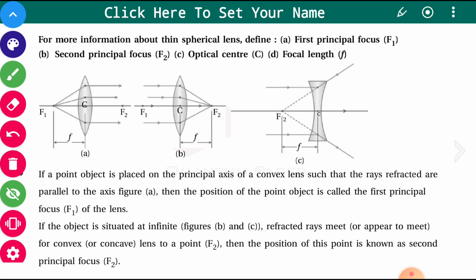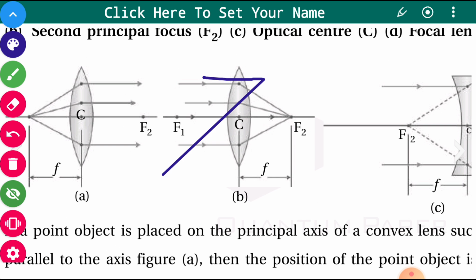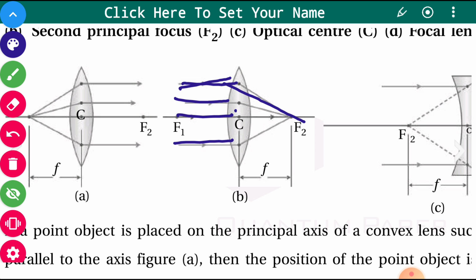And opposite to it, if the parallel rays after refraction are concentrated at one point, then this is called the principal focus.